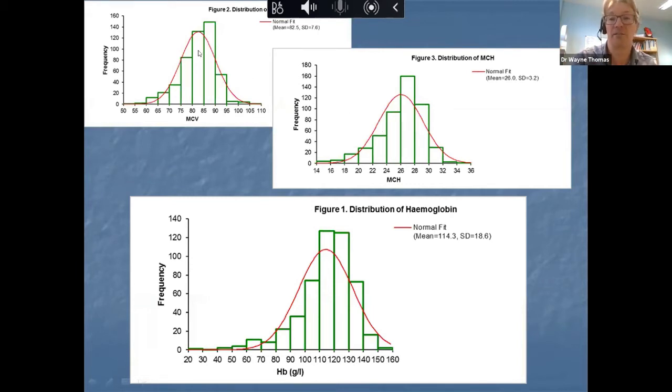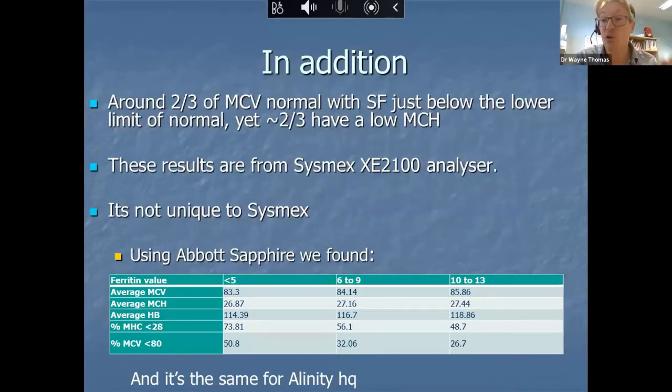Look at the peak here in the MCV, it's in the normal range. So there's clearly a disparity. There's a difference between the MCV and the MCH. The MCH is telling us one thing, like microcytic, and the MCV is telling us another. It's normocytic. Now that shouldn't come as a surprise to you, but it does come as a surprise to many people. It's not unique to Sysmex either. When we look on the Sapphire, when we look on the Alinity, we're seeing exactly the same picture.